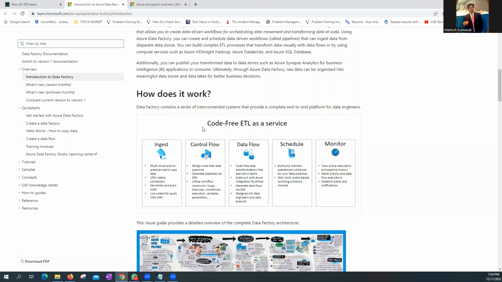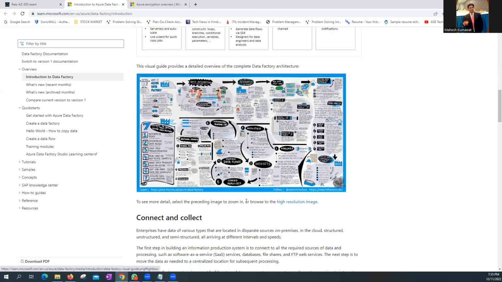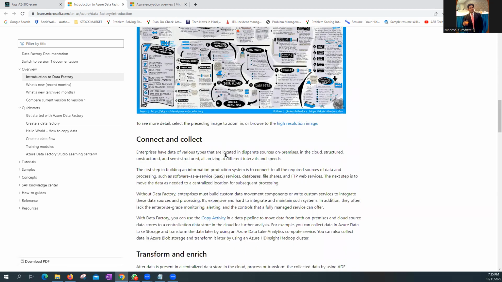Okay, so we have some code-free ETL services, control flow and data flow, how to show it, scheduling of the data, maintaining schedules, pipelines, which things are pipelines and which are not, and different types of windows. You're going to monitor the execution of the data flow. And there is so much importance in Azure Data Factory.